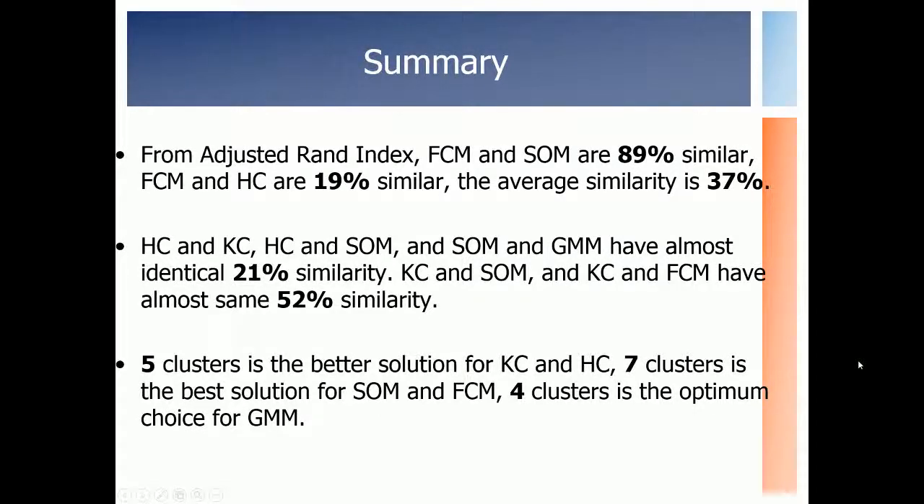Okay, in summary, we can conclude that FCM and SOM have the highest similarity, while FCM and HC have the lowest similarity. Moreover, HC and KC, HC and SOM, and GMM have almost identical similarity, which is also the same for KC and SOM, and KC and FCM. 5 clusters is the better solution for KC and HC. 7 clusters is the best solution for SOM and FCM, and 4 clusters is the optimum choice for GMM.